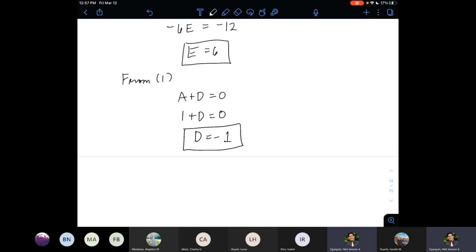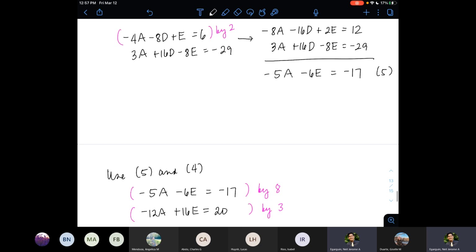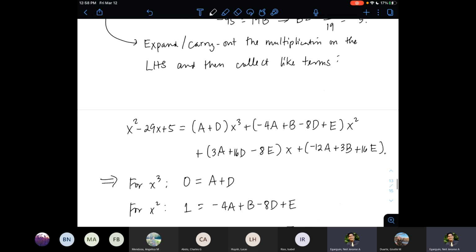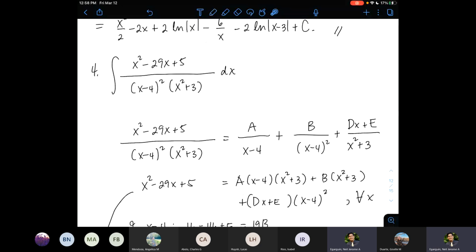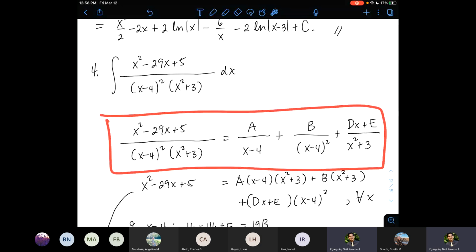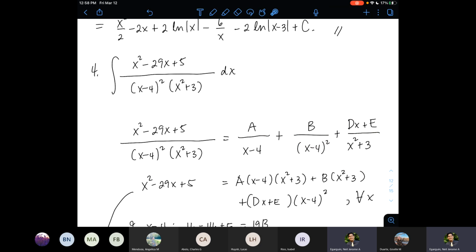Now we know all the constants, so we can plug them into this. We already know what A, B, D, and E are. Plug them in, and then you can integrate term by term, and hope that that integral will be easy to compute, right?